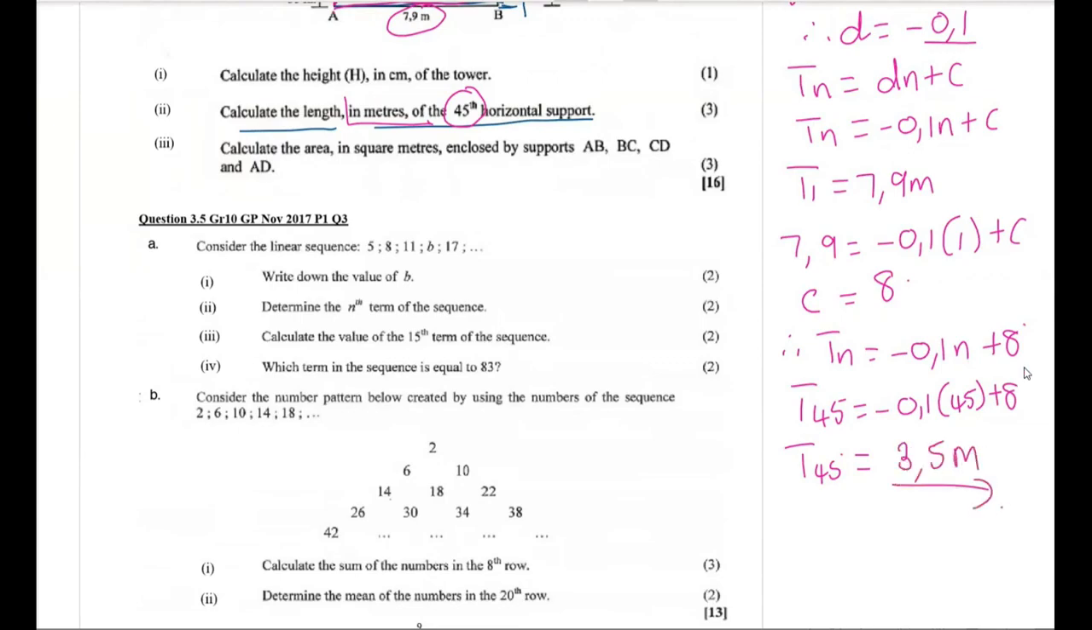Right. This is a word problem. So please make sure that you go over questions like this as well. Sometimes the examiner can be a little bit nasty and give you a word problem. Now the question says, calculate the area in square meters enclosed by AB, BC, CD, and AD.